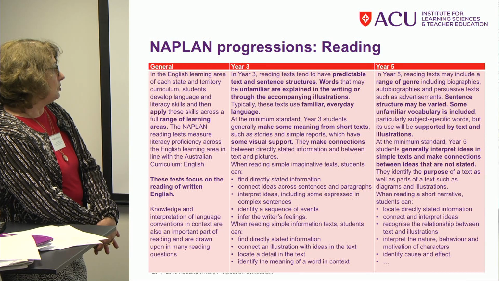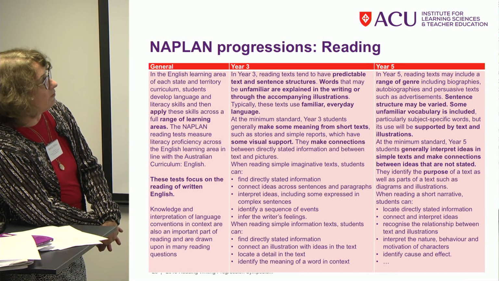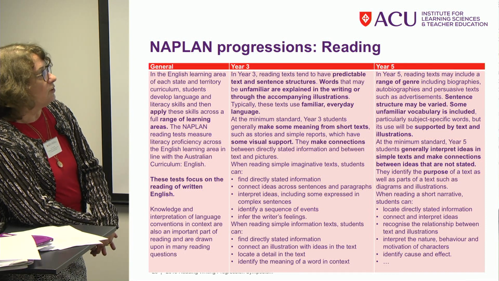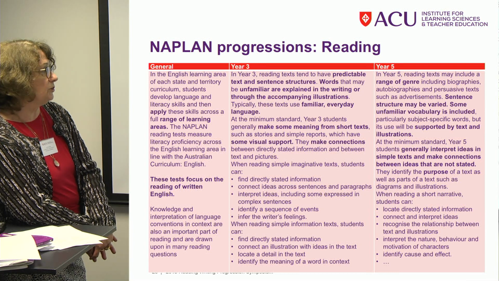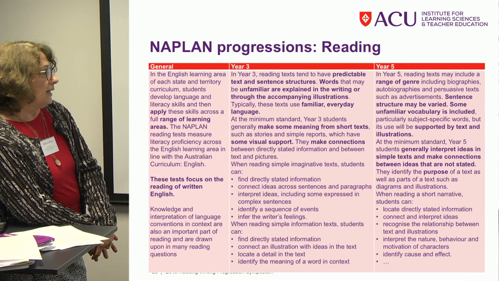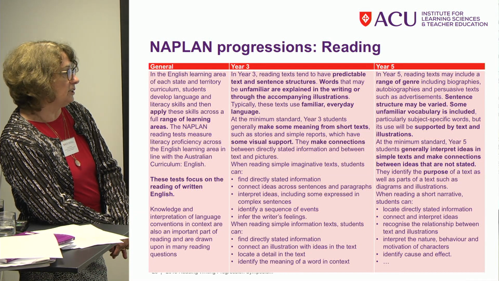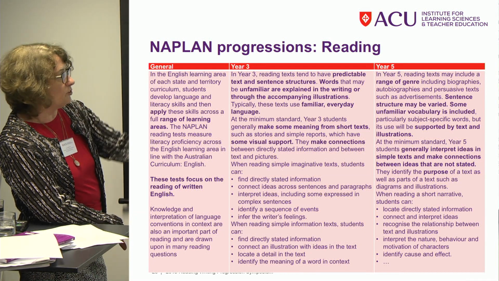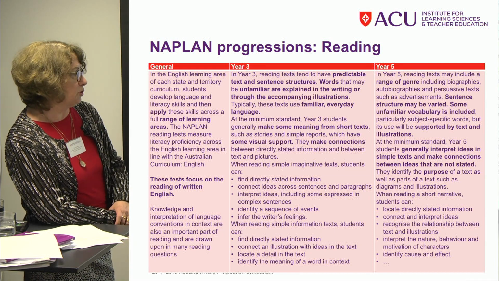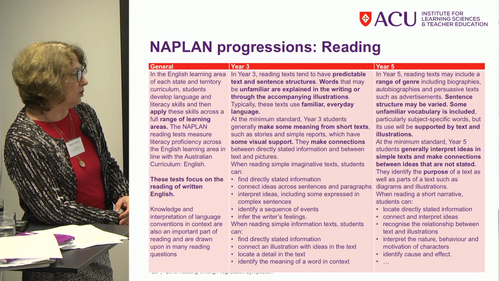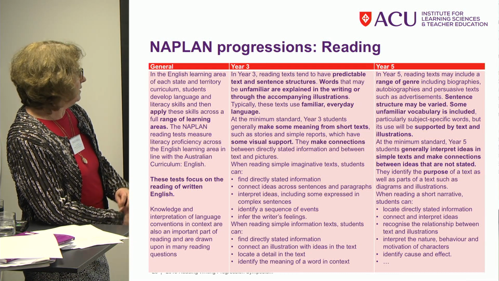And that when they're reading, students can find directly stated information, that in year 5, getting into a range of genre, sentence structure may be varied. There might be unfamiliar vocabulary, but there'll be enough clues there to tell you what it's about. And the students can generally interpret ideas in simple text and make connections between ideas that are not stated. And they have a list of expectations in terms of different genre. I just pulled out the first one, which is a short narrative. We've got the locate directly, we've got the interpret, we can identify and we can engage with.